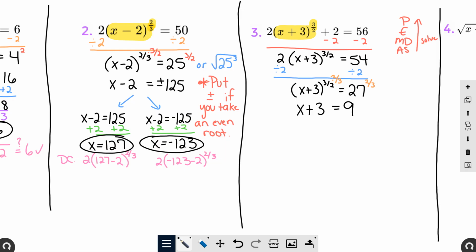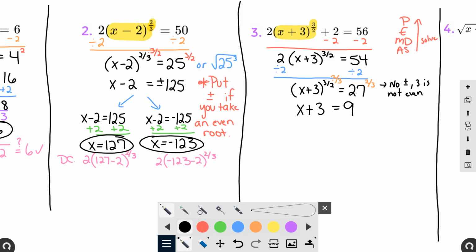Do I need to put a plus or minus? Is it an even number on the bottom over here, though? On the first one it is, but the second one's not. So you always look at what you raised it to. So no plus or minus. 3 is not even. So no plus or minus on this one because that 3, what we raised it to, is an odd number on the bottom.